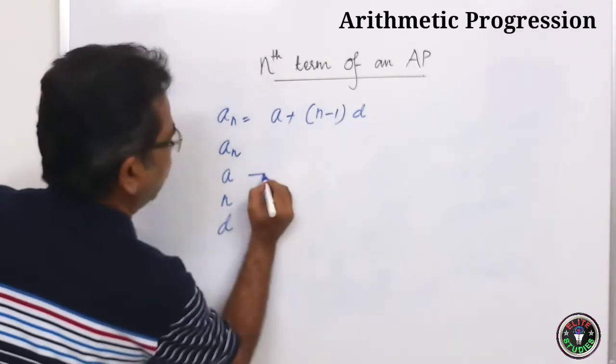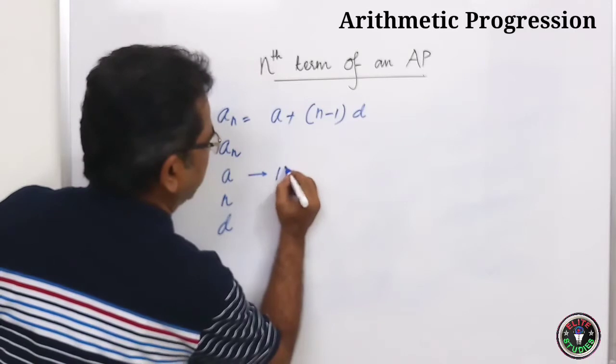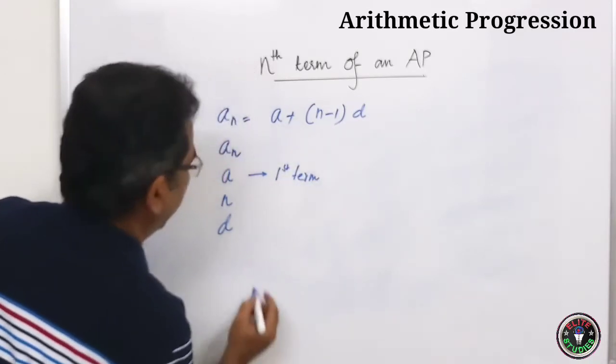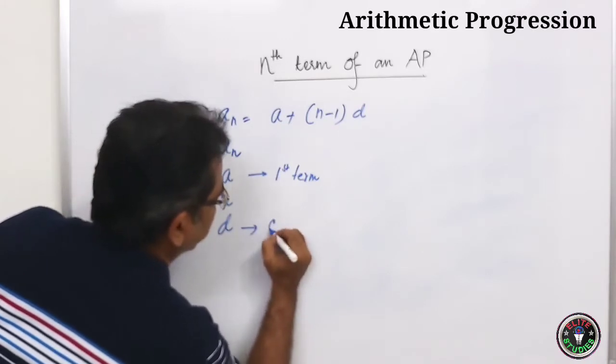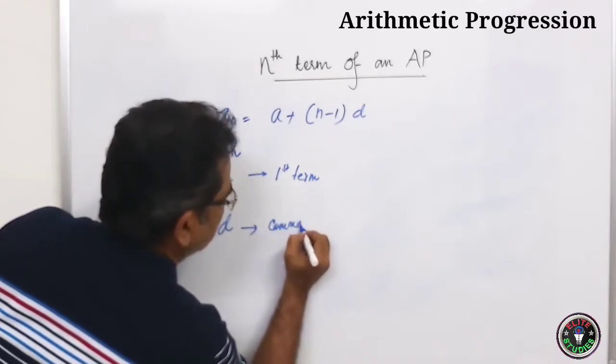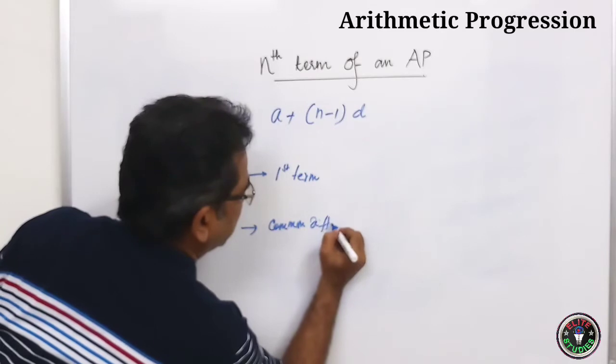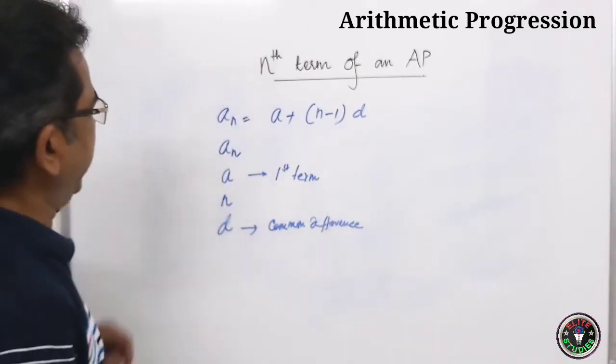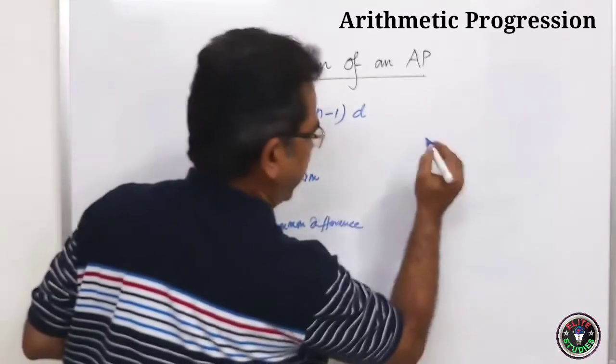A you already know is called the first term, isn't it? And d you know is called the common difference. Clear? Now what are this a and d, and a_n? Suppose you write one to understand.